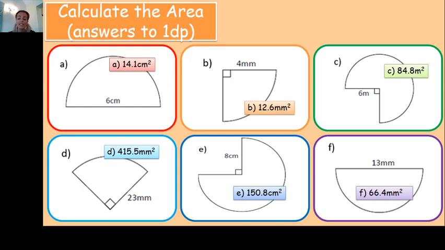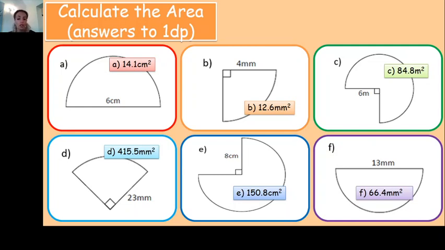Okay guys, here's your answers. So if we do just look at questions C and E for a minute, because these are 3/4 of a circle, all you had to do was pi times radius squared, divide your answer by 4 to get a quarter, times it by 3 to get 3/4. So if we look at C, you would have done pi times 6 squared, divide your answer by 4, times it by 3, and you would have got 84.8 metres squared.